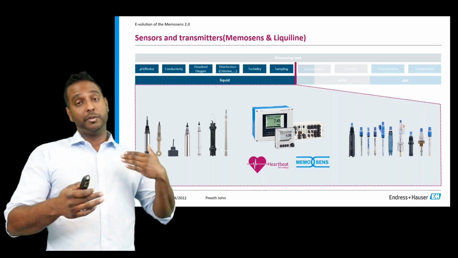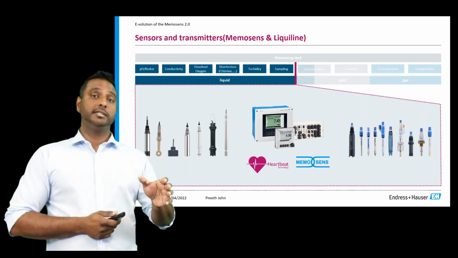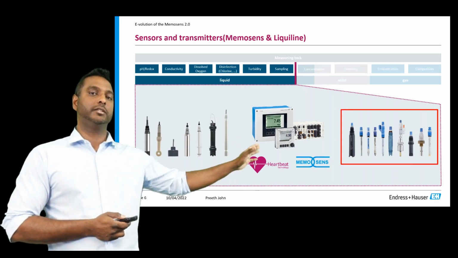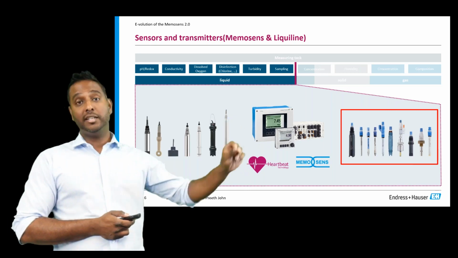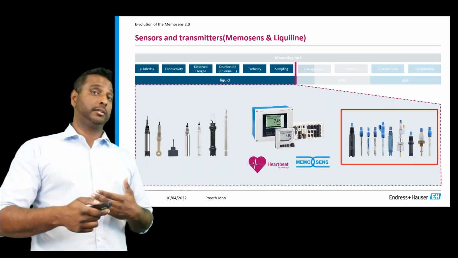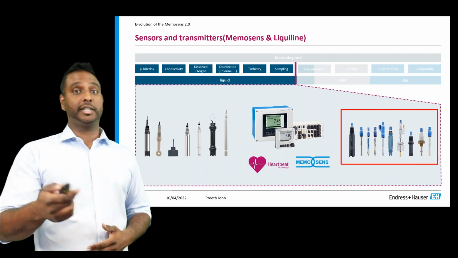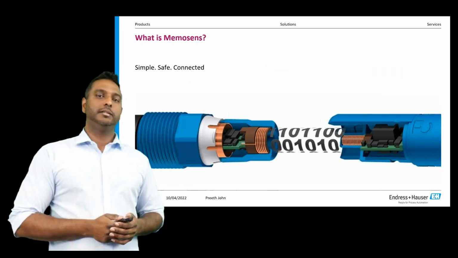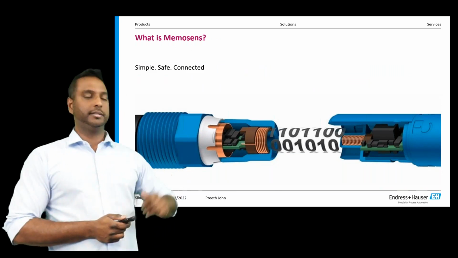Today, what we're really going to be talking about, though, is the sensors and transmitters, namely this product range here. These are the ones that have the Memosens heads on them, and that's what we're going to be covering, in terms of what it is and what upgrades you're seeing in the 2.0 process. So what is Memosens? And the tagline: simple, safe, and connected.